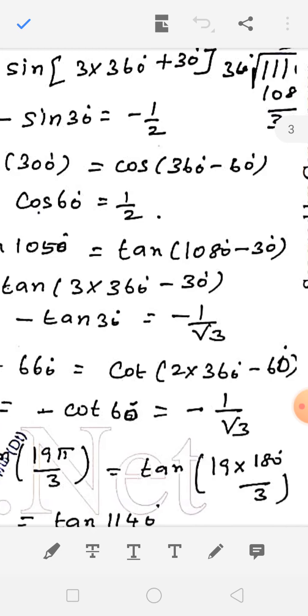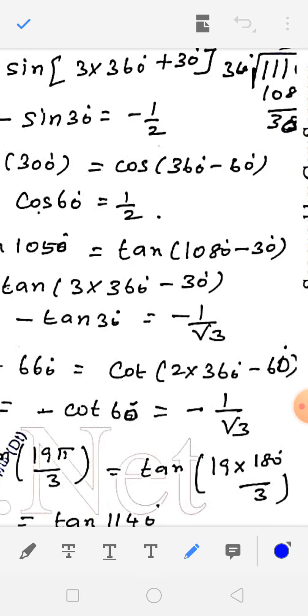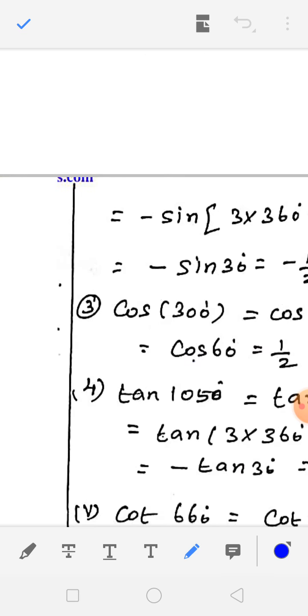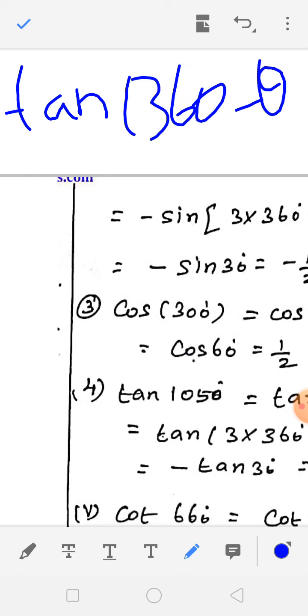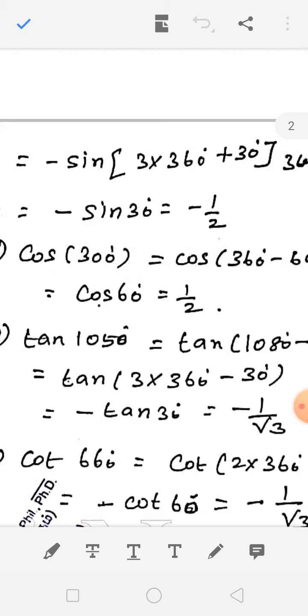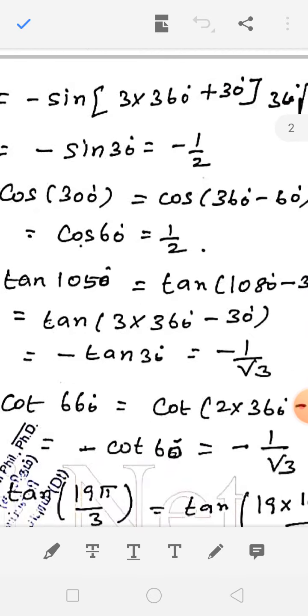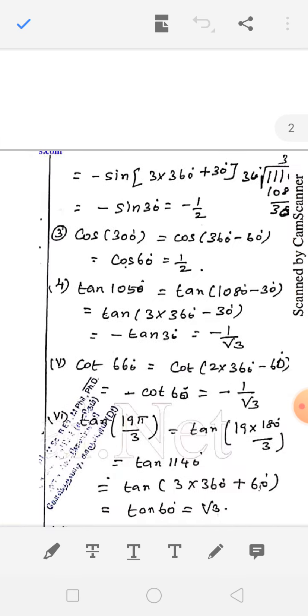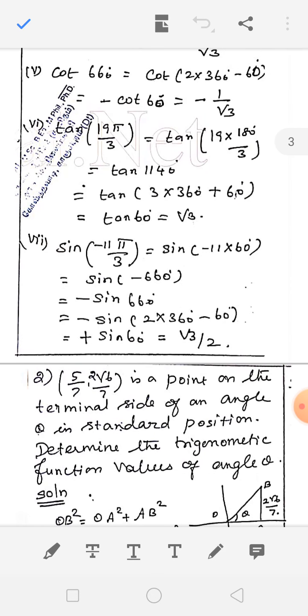So tan of 360 minus theta value is minus tan theta. Tan of 360 minus theta. So tan of 360 minus theta value is minus tan theta. Okay, minus tan theta. So here minus tan of theta, the value of theta is 30 degree. So minus tan 30 degree value what? Tan 30 degree value is 1 by root 3. That's it. So this is what we have to prove, and similar sums also.